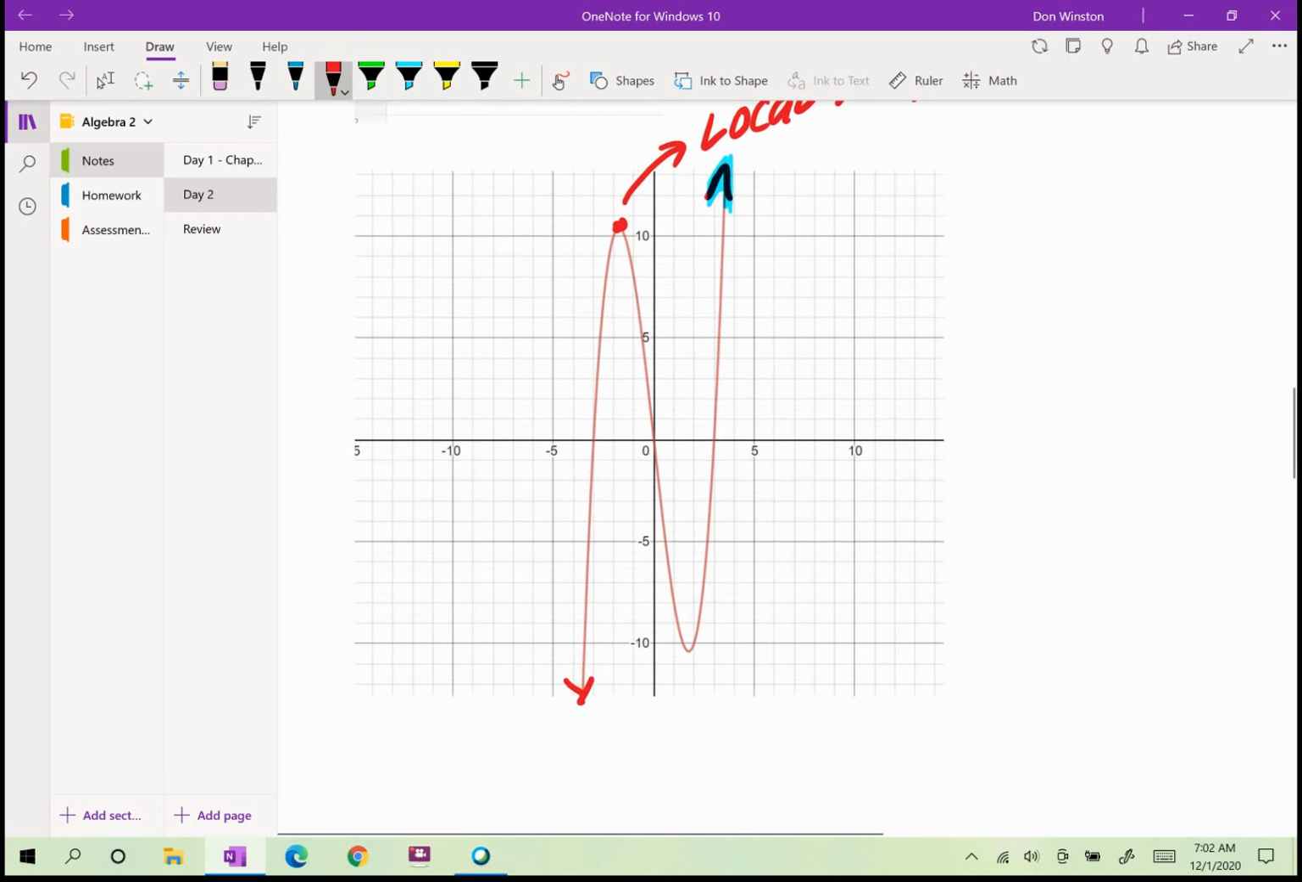And then this point here, this would be a local minimum. And again, it's not a global minimum because there's a point on that graph, actually an infinite number of points, that are lower than that point. Okay, so I hope that helps in understanding global max and global mins and local max and local mins.